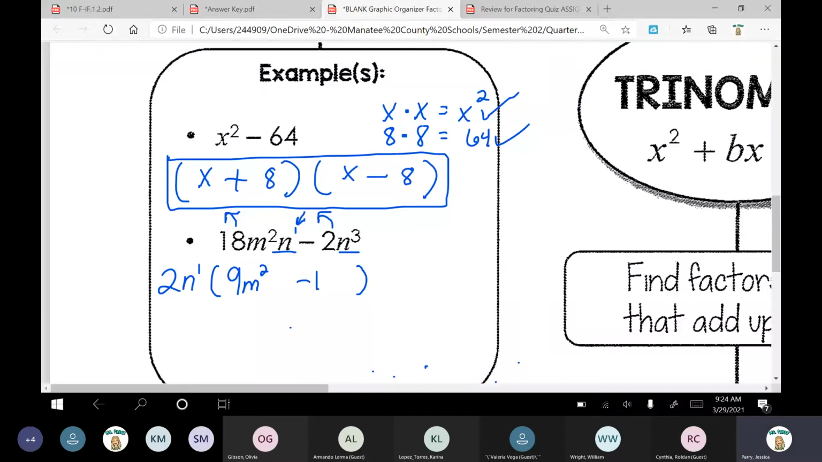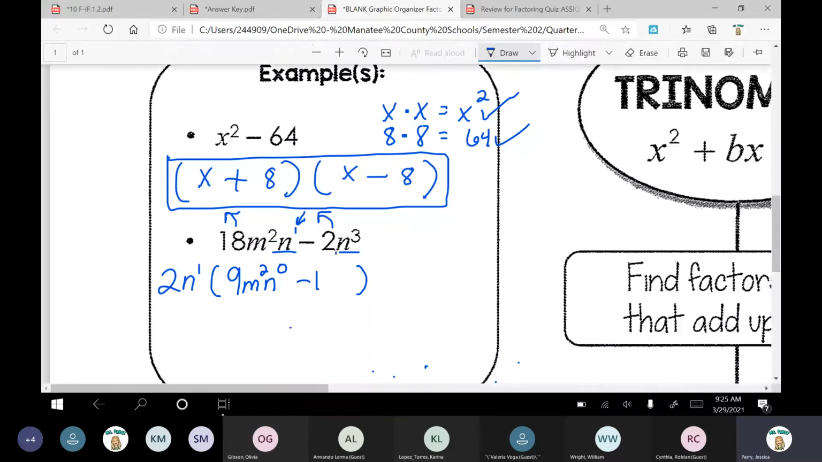Okay, now we can do our division. n to the power of 1 divided by n to the power of 1. Subtract your exponents. 1 minus 1 is 0. And then our next one, we have n to the power of 3 divided by n to the power of 1. Subtract your exponents. 3 minus 1 is 2. Okay, now let's clean it up if we can.